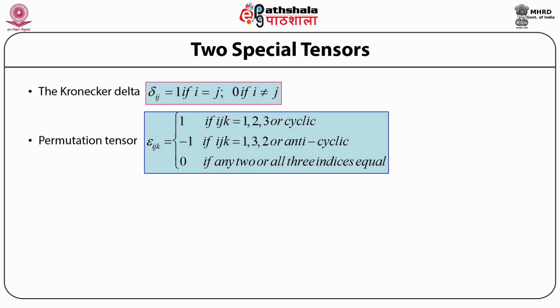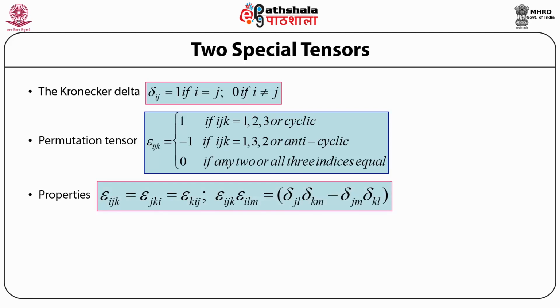Also, if we take the product of these two permutation tensors, that is epsilon subscript i j k times epsilon subscript i l m, then this turns out to be equal to Kronecker delta subscript j l times Kronecker delta subscript k m minus Kronecker delta subscript j m times Kronecker delta subscript k l.